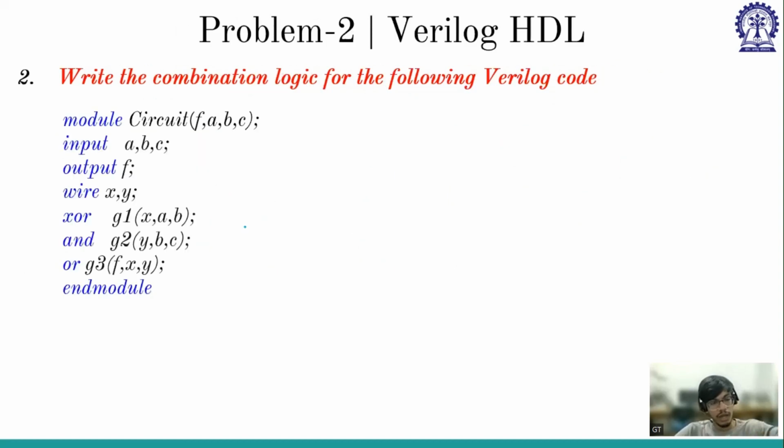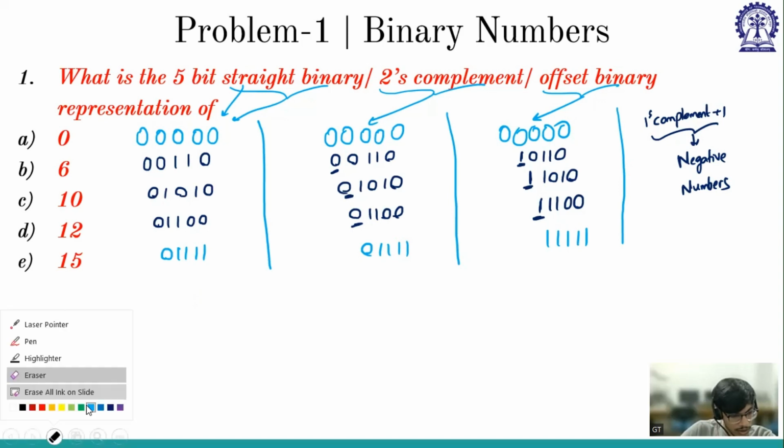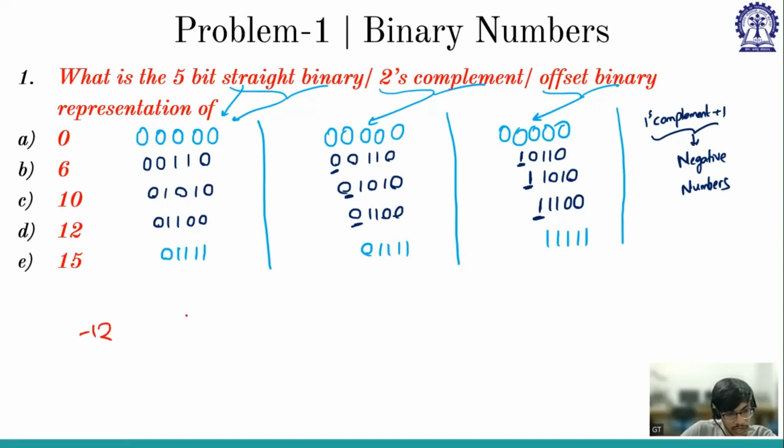So now I'm asking what is the combinational logic of... so this question is clear, right? Sir, if you give a negative number here. Yeah, give me one negative number. So -12. Okay. In straight binary we cannot write it because it is not applicable. Let me change to some dark color. So for -12, here it is not applicable.